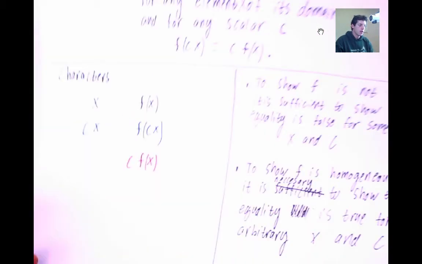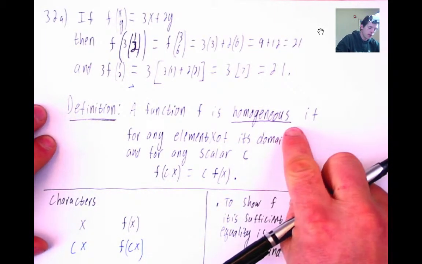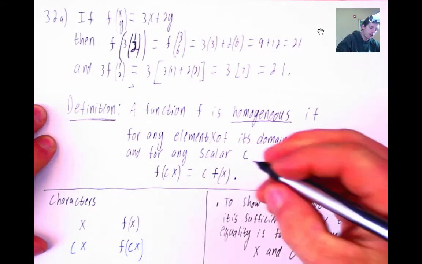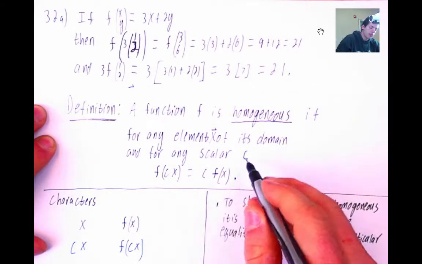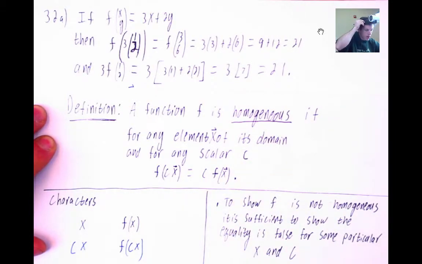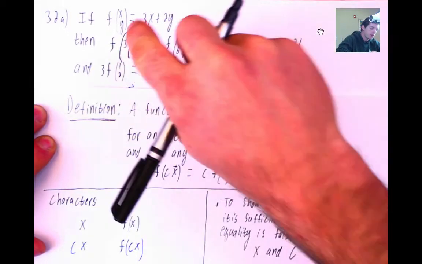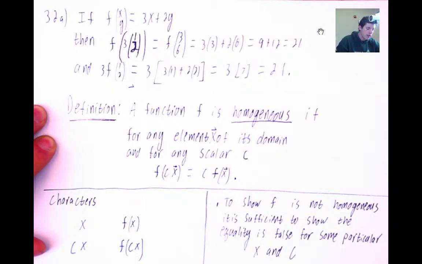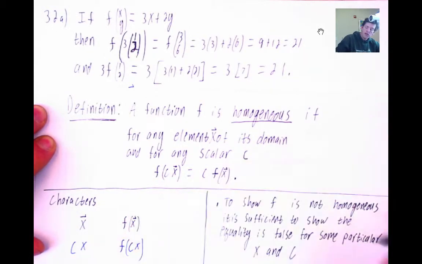Remember that a function is homogeneous if for any element x, and now let me promote that x to an x vector of its domain, and for any scalar c, f of c times x is c times f of x. And so the particular x that I have in mind is (1, 2), the particular c I have in mind is 3.